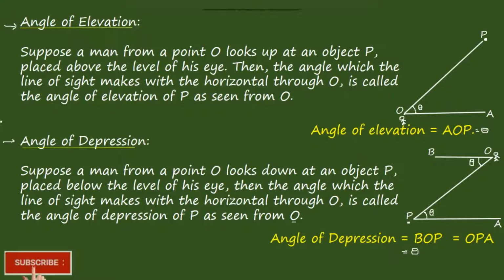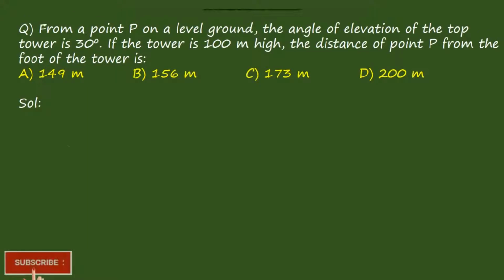Now let us solve the problems. Coming to the questions now. The first one. From a point P on the level ground, the angle of elevation of the top of a tower is 30 degrees. The tower is 100 meters height. The distance of the point P from the foot of the tower is. First we understand the question. They are saying that from a point P on a level ground, the angle of elevation of the top of a tower is 30 degrees, and the tower is 100 meters height, right?